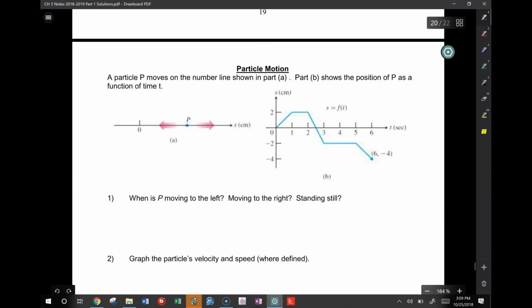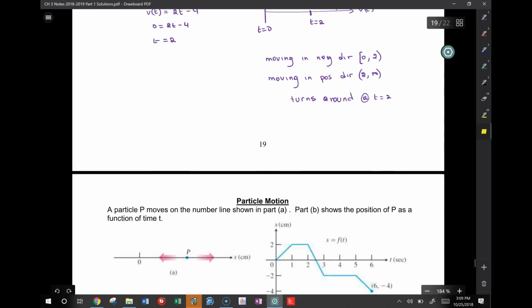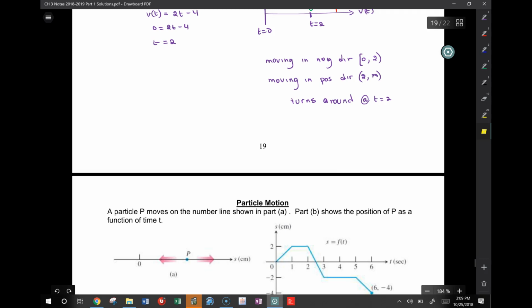All right. So this is more of what we've done before. Let's talk about some particle motion. A particle moves on the number line shown here in part A. It's on this number line and it can only move along this line, so either right or left. Part B shows the position as a function of t. So this is 0, and then it's moving to the left and right of 0.